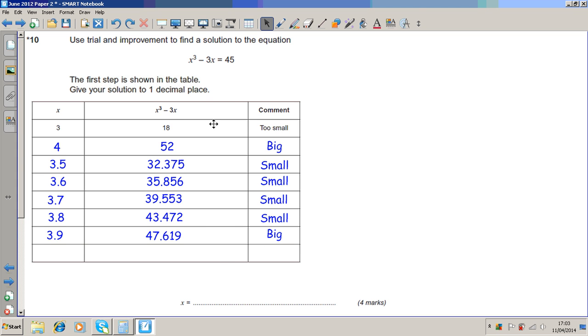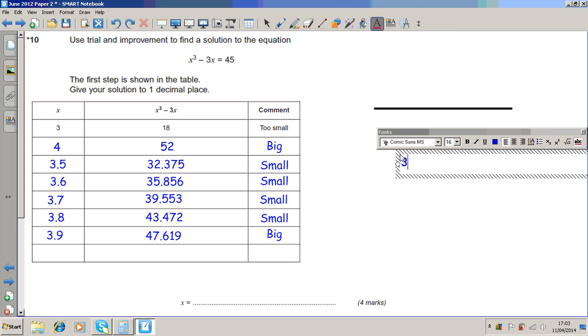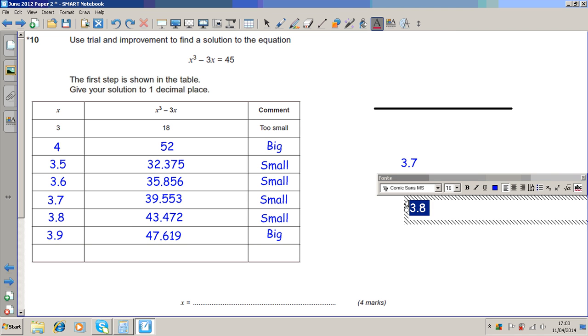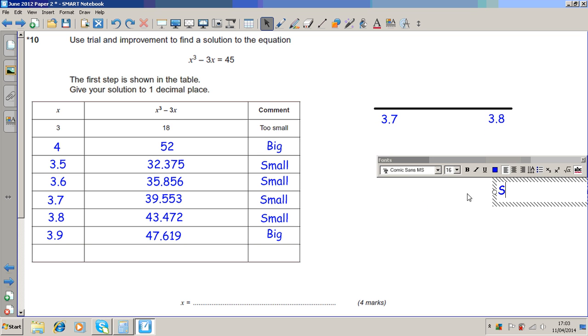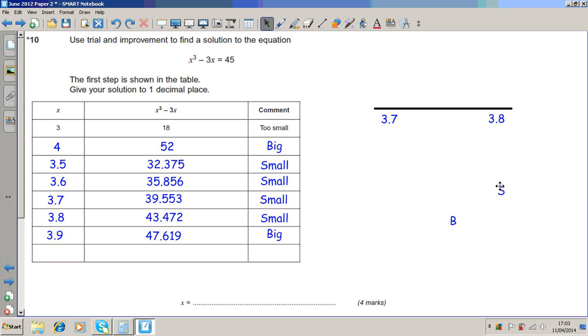To get the last mark, one decimal place, which one is it closer to? 45. Which one is it closer to? We can't tell from this at all. What we know is that we've got a number line, and we know 3.7 is too small, and 3.8 is too big. Now it's closer to one of these than it is to the other one. How are we going to work out which one it's closer to? Well, we're going to work out what 3.75 is. We're going to do the halfway bit and see which one it is closer to.